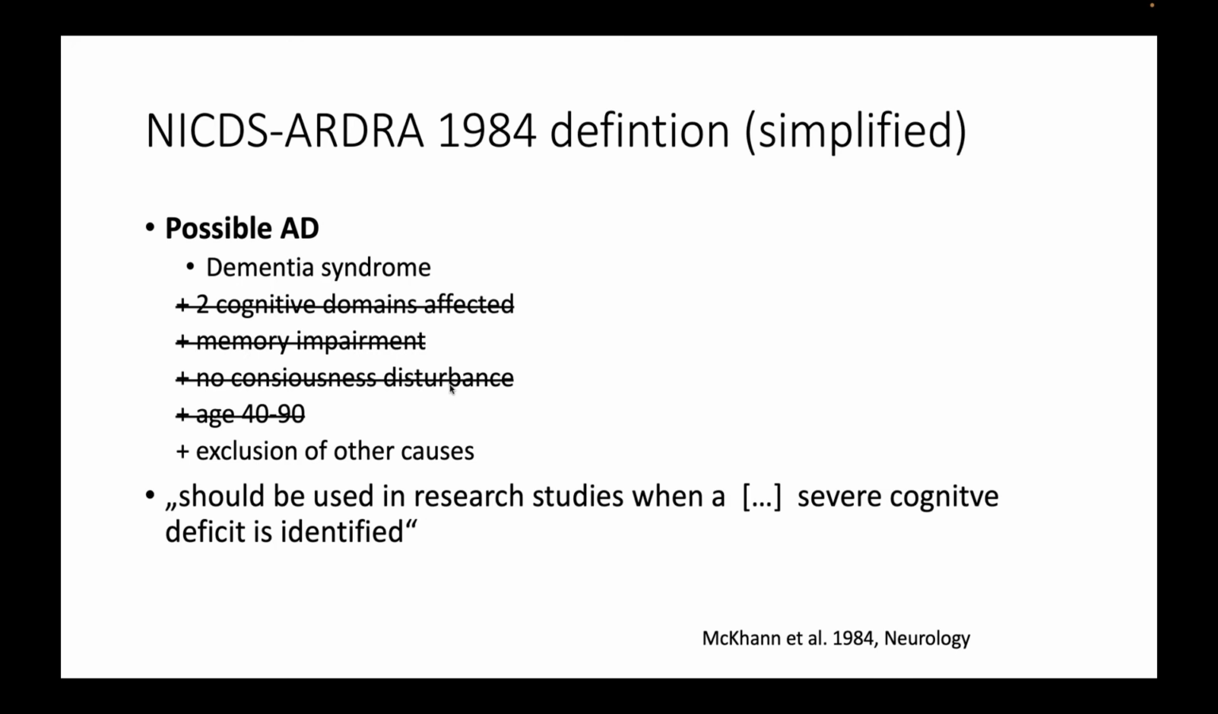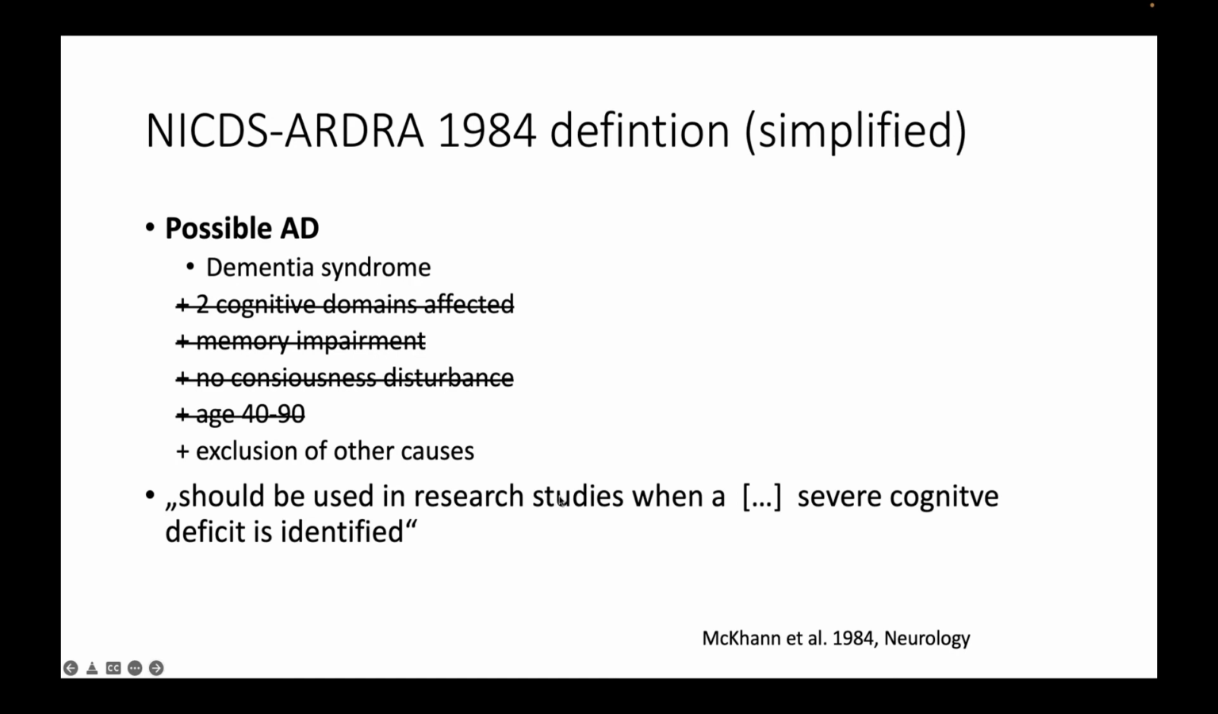And this is also underlined by the lower definition of possible Alzheimer's disease, which is just a dementia syndrome and the exclusion of other causes. So in my opinion, it's a possible Alzheimer's disease, but it does not say more than that Alzheimer's disease is possible because there is a dementia.